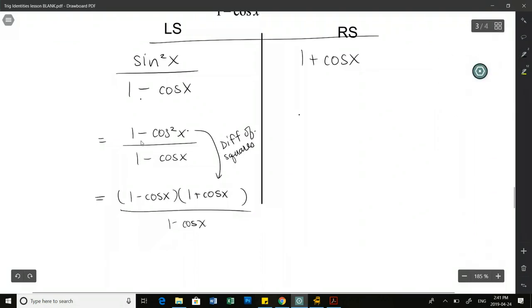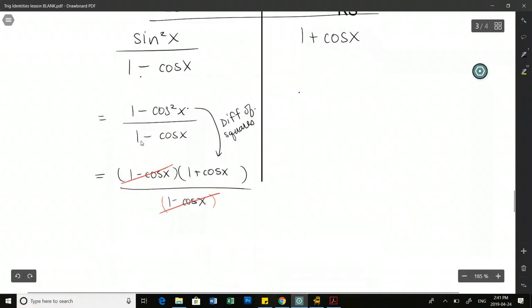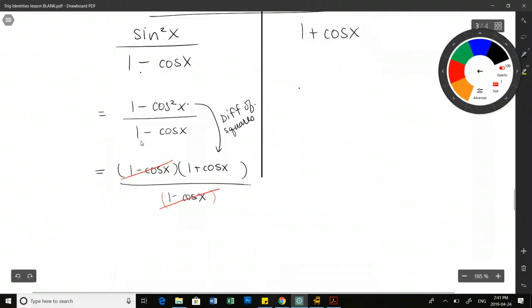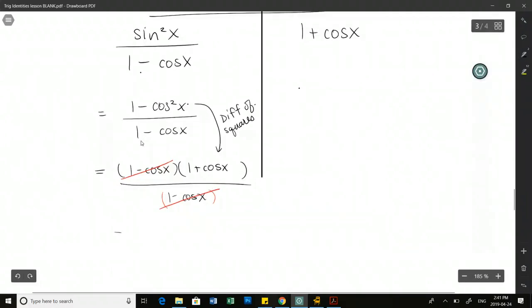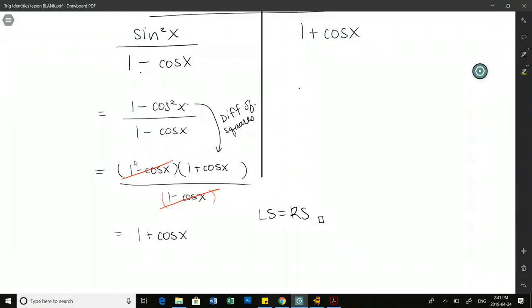Okay, thoughts from here? We're literally almost there. Ivana? Yeah, so I can cancel this group with this group down here, and I'm left with 1 plus cos x. Lovely. And now we'll do left side equals right side and box it away. Yay.